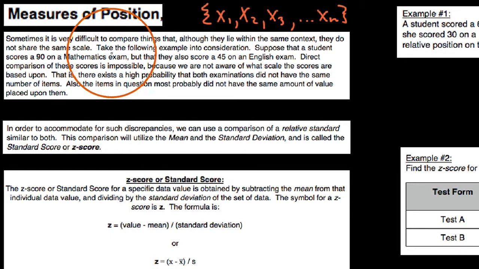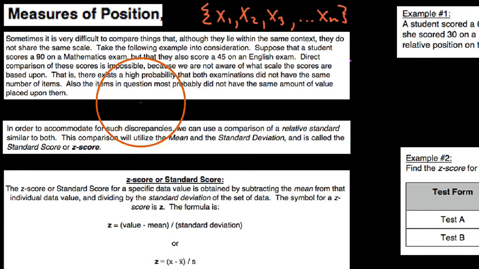So suppose you're a student and you score 90 on a math exam, but you score 45 on an English exam. The thing here is that these are both, of course, exams. It's just that when you compare how you did on the math exam to how you did on the English exam, they're really hard to compare, probably because they're not out of the same amount of points. This might have been a 90 out of 180, and this might have been 45 out of 46. So there's a high likelihood that these didn't have the same number of items.